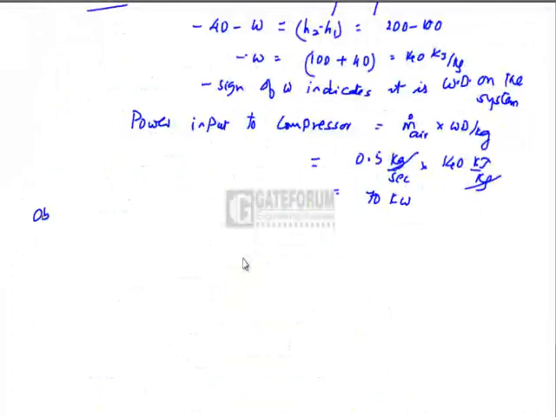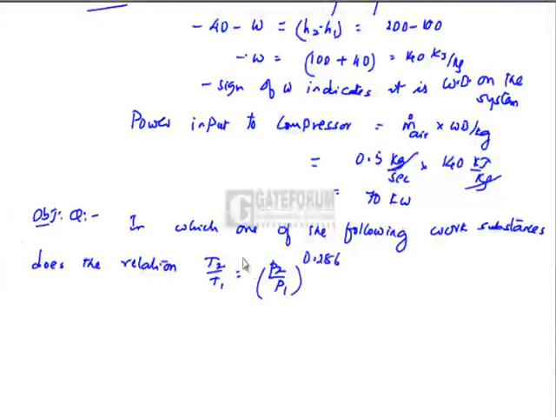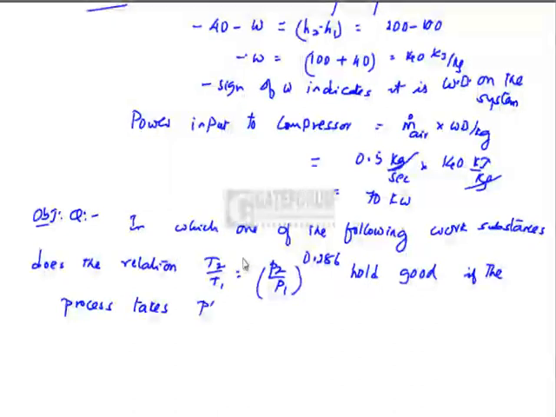Now the next problem is another objective question. In which one of the following working substances does the relation T2 by T1 is equal to P2 by P1 whole power gamma minus 1 by gamma hold good, if the process takes place with zero heat transfer?